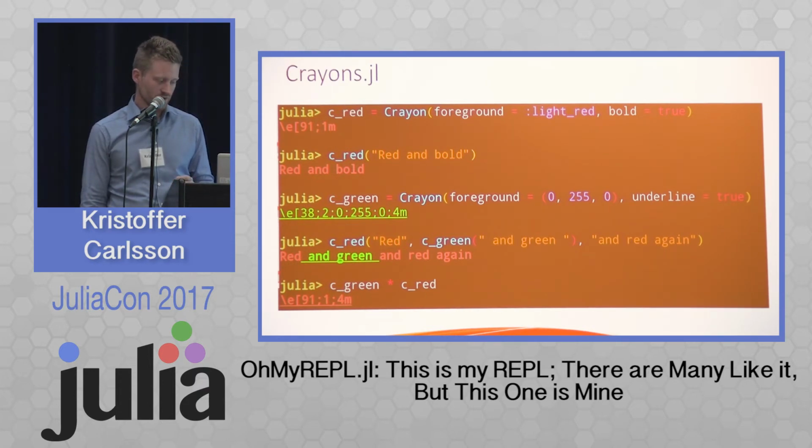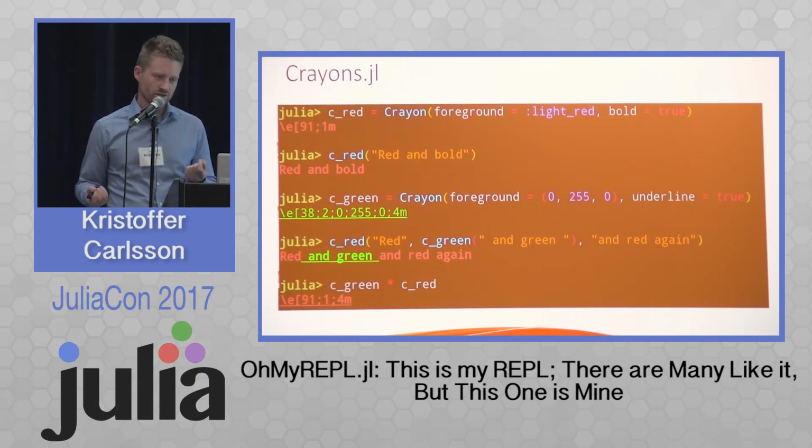And what you can also do is nest these things. As you see, in the outermost I have the red, and then inside the red, the call overloading, I have the green crayon. And then finally, we print red again. And you can also multiply two crayons together, which basically means that you take the features from both crayons and merge them into one.